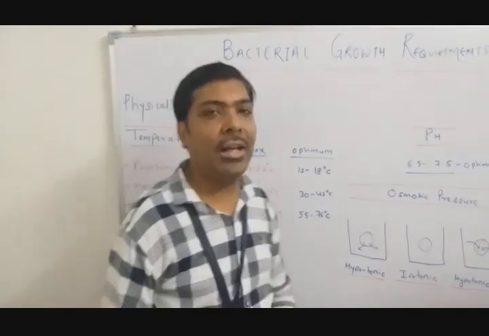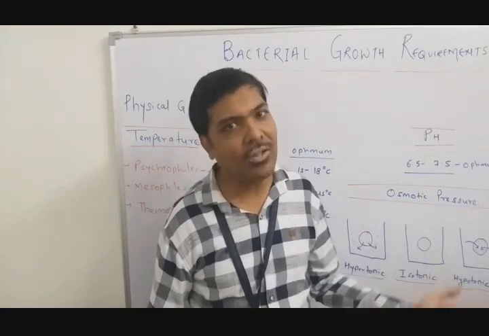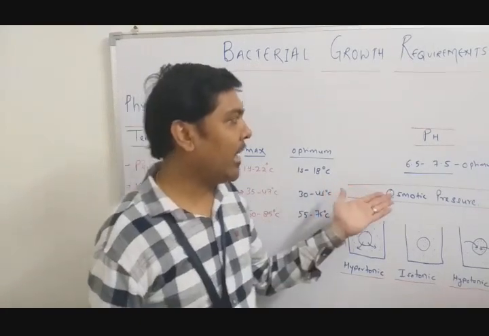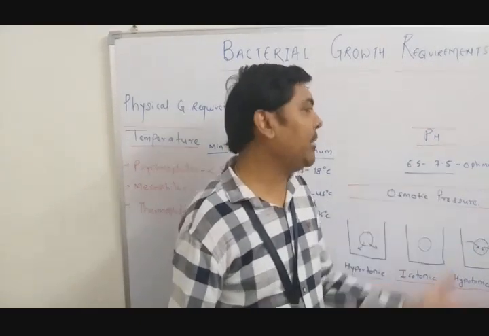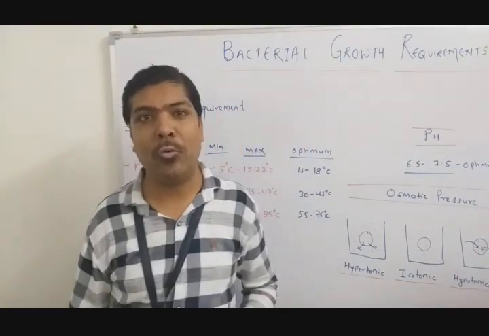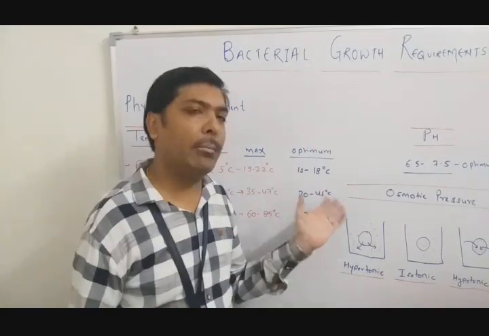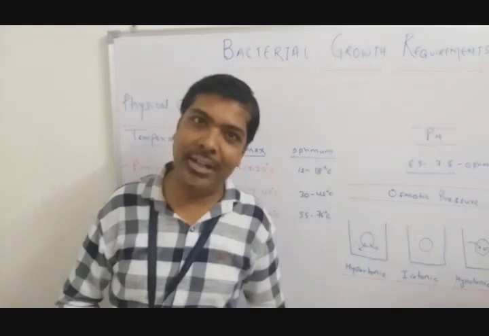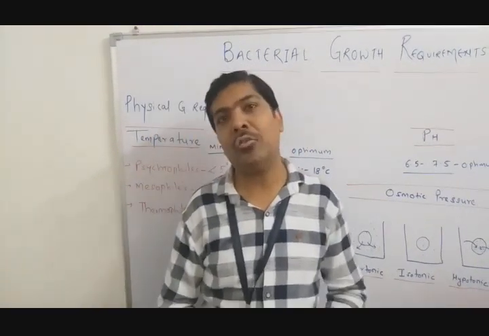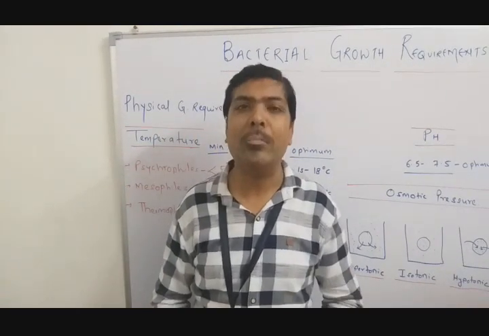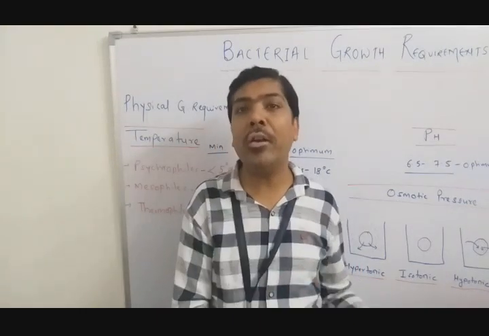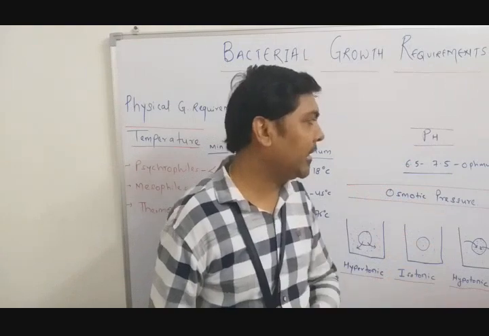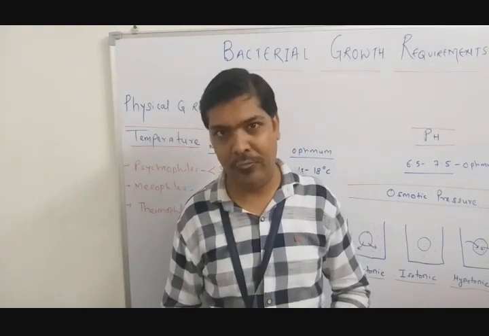Now, coming to the next physical requirement, that is pH. It has been observed that most organisms survive and grow maximally at a pH between 6.5 to 7.5. But again, some exceptions are definitely there. Some bacteria can tolerate acidic environments, and some bacteria can tolerate basic environments. But the majority of industrial microorganisms have a pH range between 6.5 to 7.5.